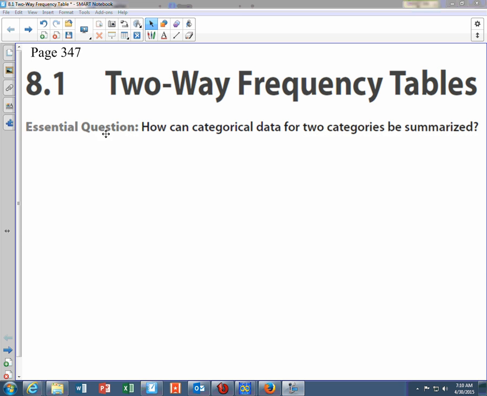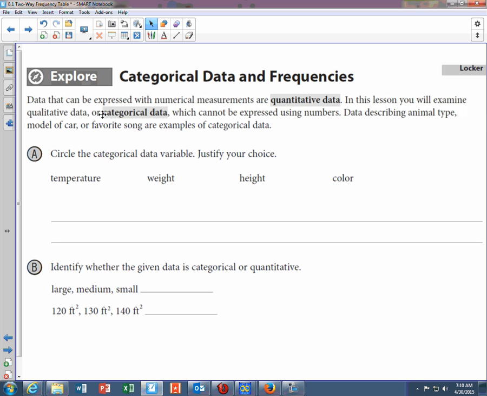And our essential question that you need to learn by the end of this lesson is, how can categorical data for two categories be summarized? We need to learn what categorical data is. So, we have a paragraph here down below, and it says that data that can be expressed with numerical measurements are quantitative data. And that's something you're going to need to know, but something that I can measure with a number. How many of this, the temperature of that, whatever it might be, is quantitative. But in this lesson, we're going to talk not about quantitative data, but we're going to talk about categorical data, which can't be expressed using numbers.